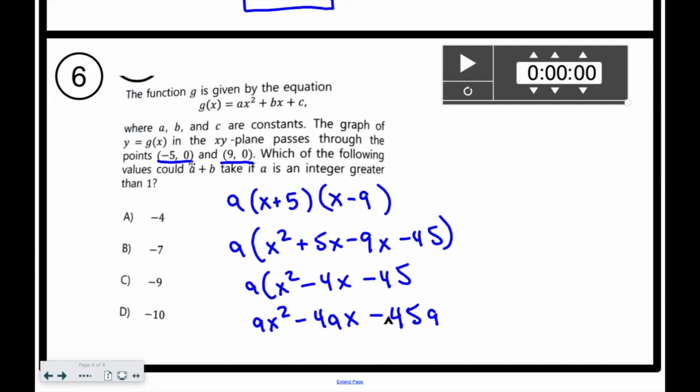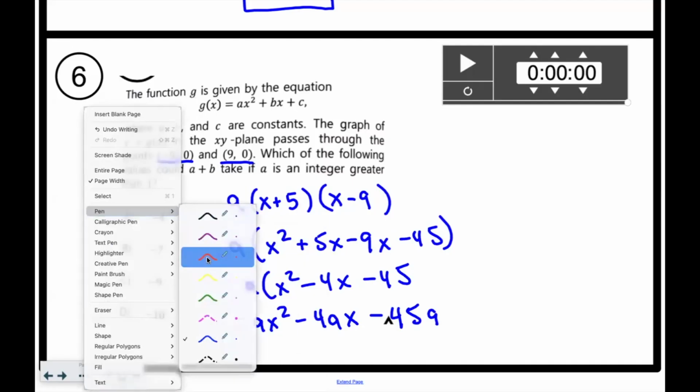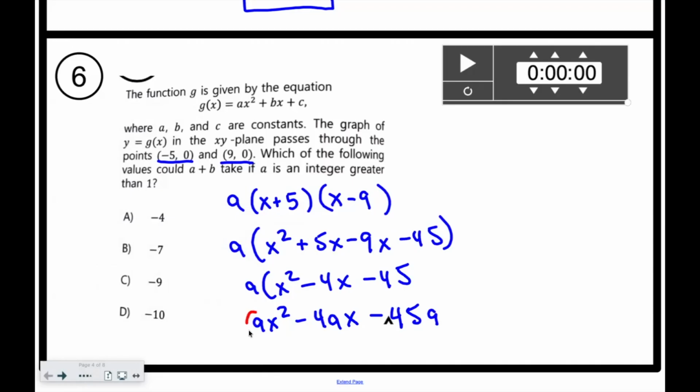And it asks us something about the value of a plus b. So a is a, and b is the coefficient of x. Well, that in this case is -4a. So if I do a plus b, that's a plus -4a, which is -3a. Right. So right now where we're at is the value of a plus b is -3a.